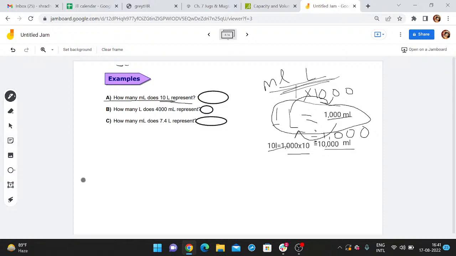So now if we remove this, see, the answer is 10,000 milliliters. Now let us read the second one. How many liters does 4,000 milliliters represent? Now we have this side as 4,000. We need to guess this side. Who is going to do this, and can you please explain me the steps?